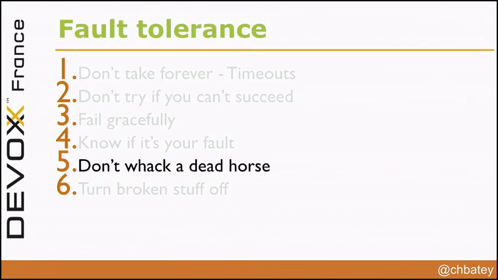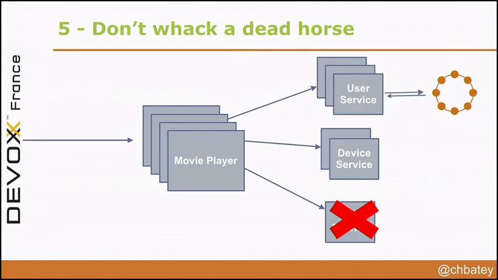Two more, and they're going to have to be quite quick. Okay? So they're very related. One is don't whack a dead horse, and the other is turn off broken stuff. Okay? So why would you whack a dead horse? I don't know. So we're going to go back to the architecture, and we're going to assume that one of our services is faulty. Okay? One of them is going down. All right? So the pin service isn't responding.